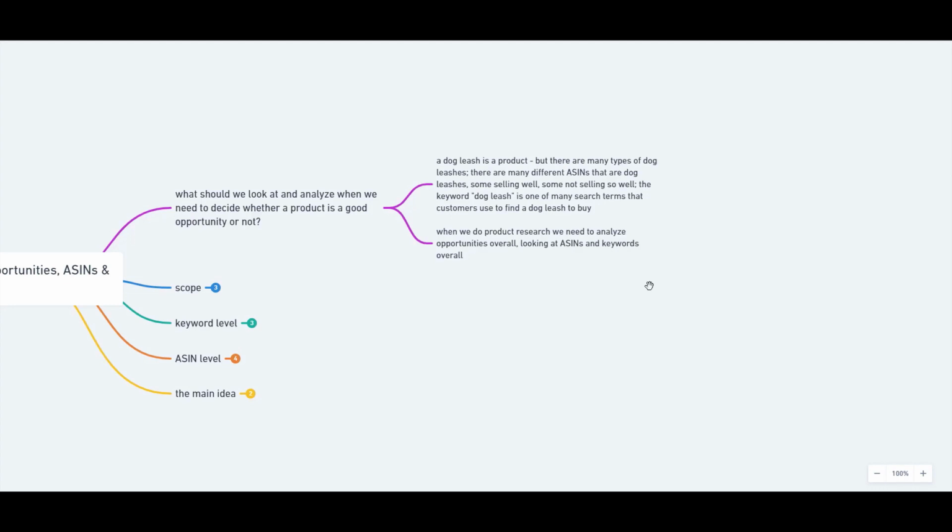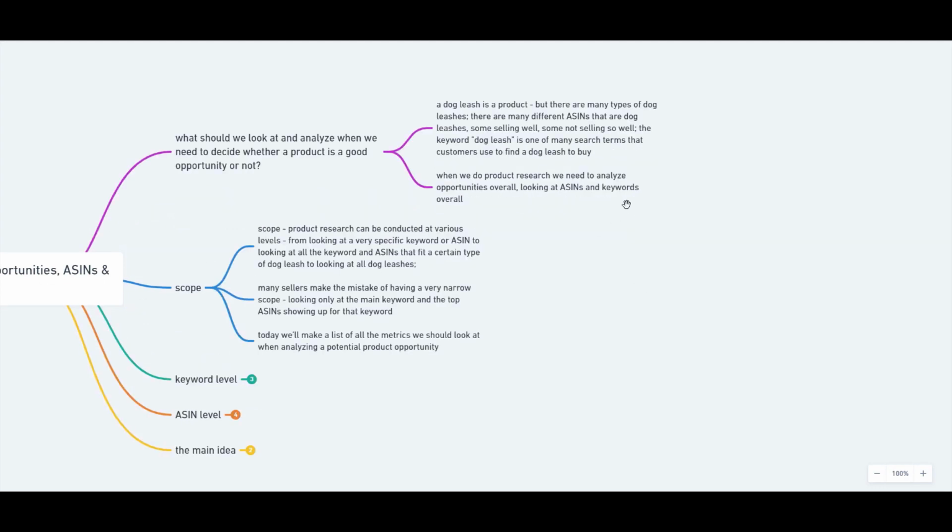But we shouldn't limit our analysis and research at the keyword level where we're just looking at the keyword dog leash. There are many other keywords we should look at, and we shouldn't just look at the top selling ASIN for the keyword dog leash. We need to look at all the ASINs and all the keywords to get a wide idea of whether dog leash as a product, not as an ASIN, not as a keyword, is a good product opportunity or not. So when we do product research, we need to analyze opportunities overall, looking at ASINs and keywords overall.